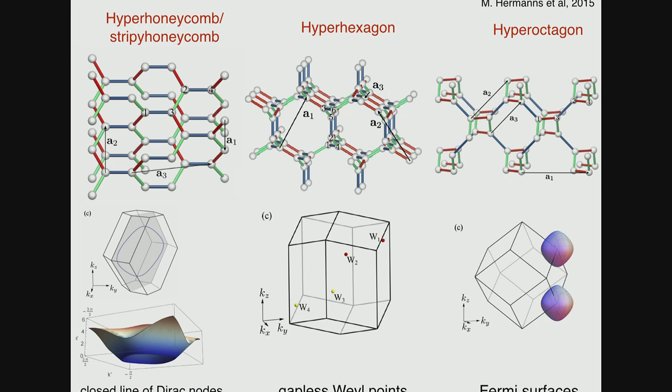And what I should say is that because we are dealing not with electrons but with Majorana fermions, symmetries like time reversal and inversion act projectively on the Majorana fermions. For these lattices, you have a closed line of Dirac cones. Here we have discrete Weyl points, and for the hyperoctagon, we can have a Fermi surface. So basically, we have very different types of nodal structures.